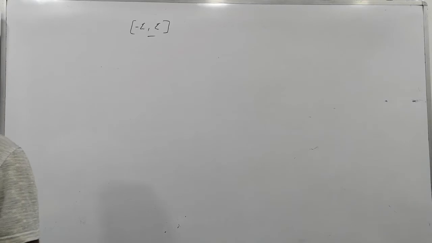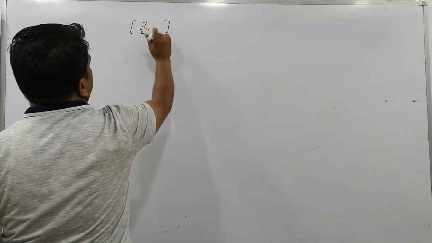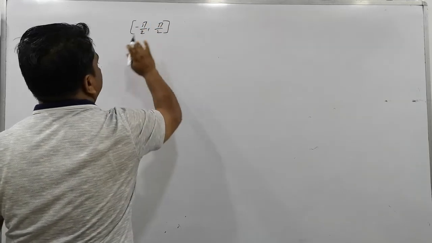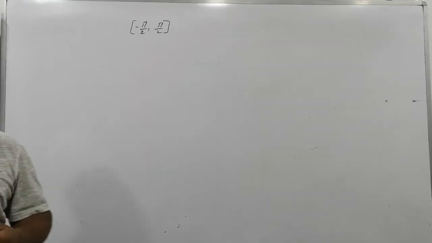What is the range of the cosine function? No, minus pi by 2 is a domain. For sine inverse it is minus pi by 2 to plus pi by 2. For cosine inverse it is 0 to pi, and for the tangent inverse function, minus pi by 2 to plus pi by 2. Open or closed? Open. Is that clear? And cotangent inverse, 0 to pi.